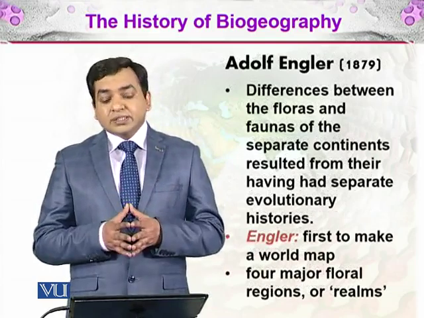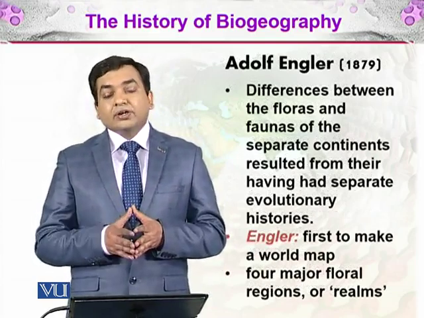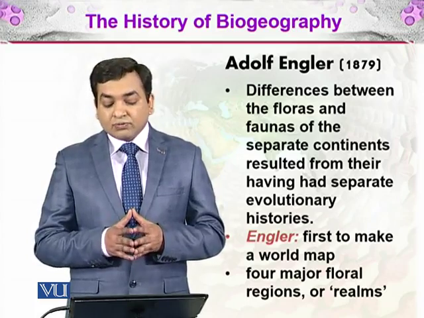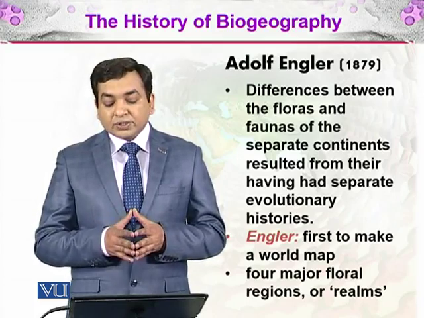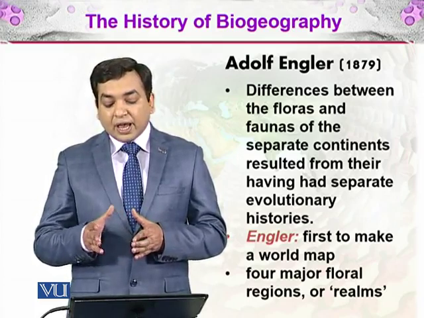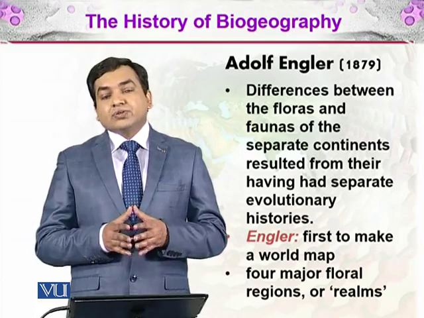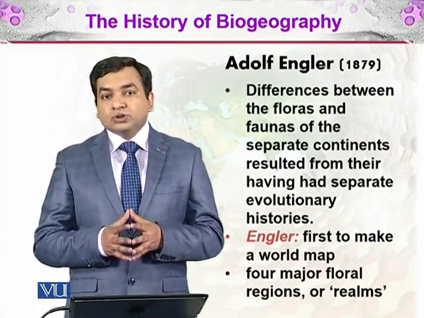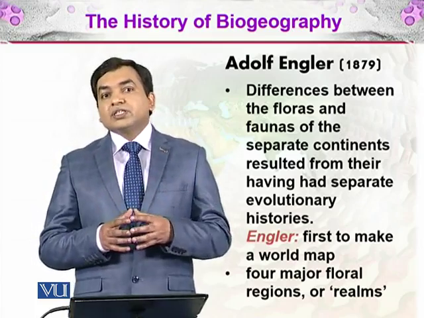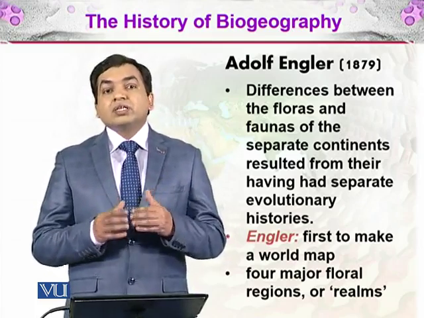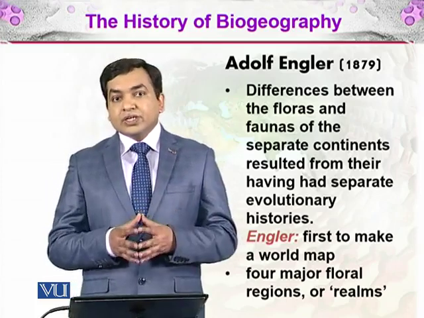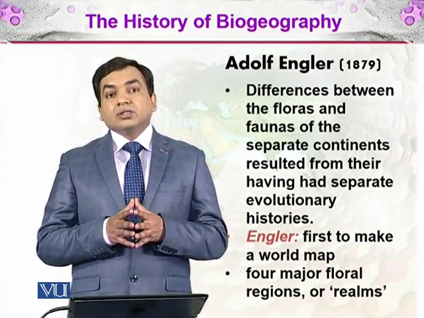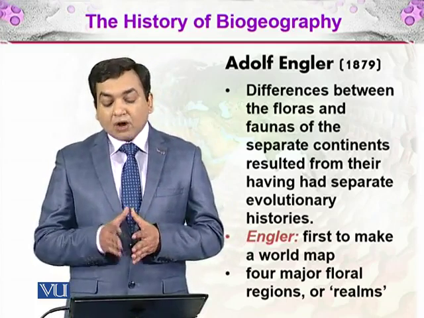There was a scientist named Adolf Engler in 1879. He described the differences between the floras and faunas of separate continents as resulting from their having had separate evolutionary histories. So he devised a map in which he showed different organisms, floras and faunas, having different evolutionary histories, and that scientist was the first to make a world map.